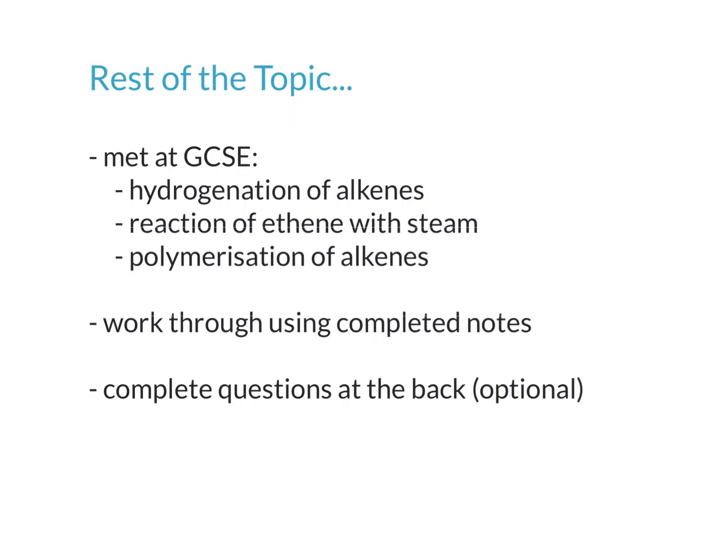So I'd just like to briefly explain what I'd like you to do for the rest of the topic. Essentially, the rest of the topic you met at GCSE, you've met all of the remainder of the reactions. So what's left to look at is the hydrogenation of alkenes. So in other words, the reaction of alkenes with hydrogen. This is an important industrial reaction, as are the other two. So the reaction of ethene with steam to produce ethanol, and the polymerization of alkenes. And I've just written the page references for you there.